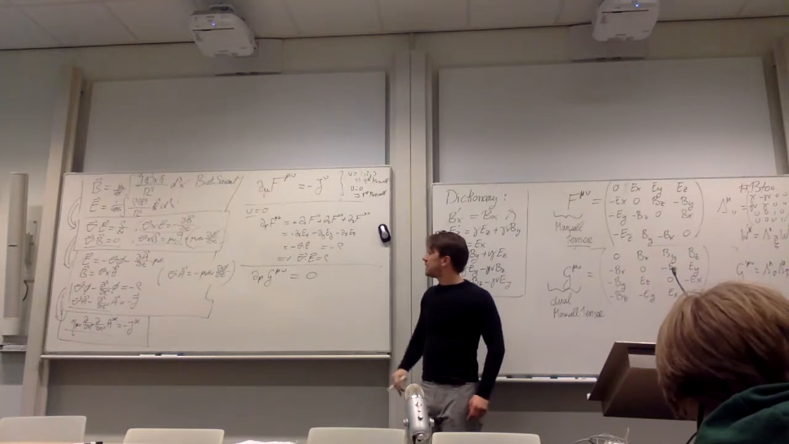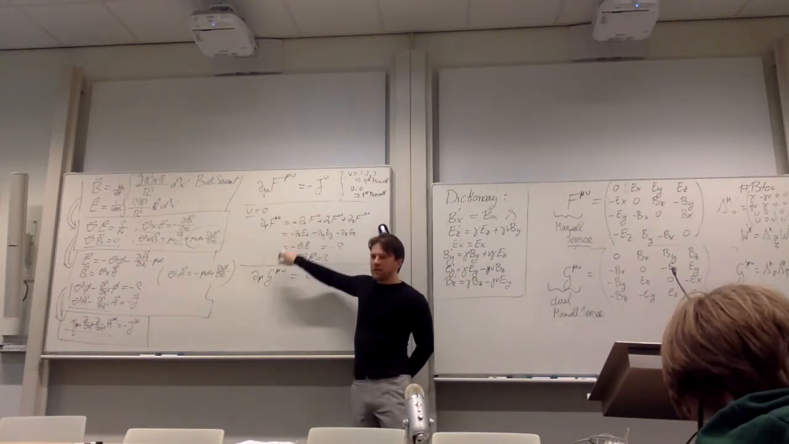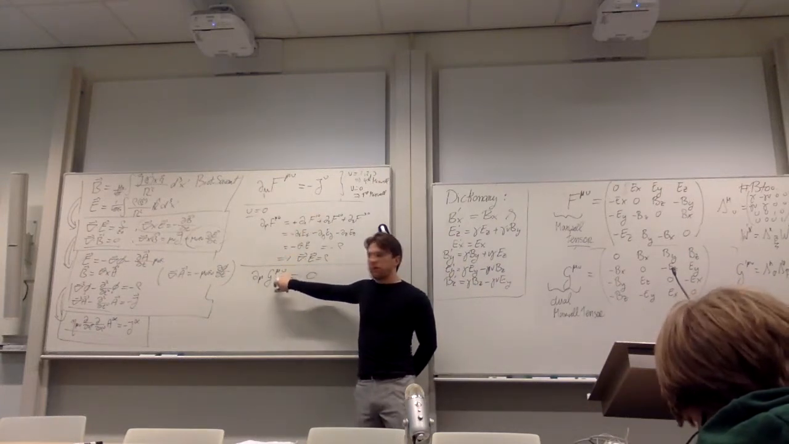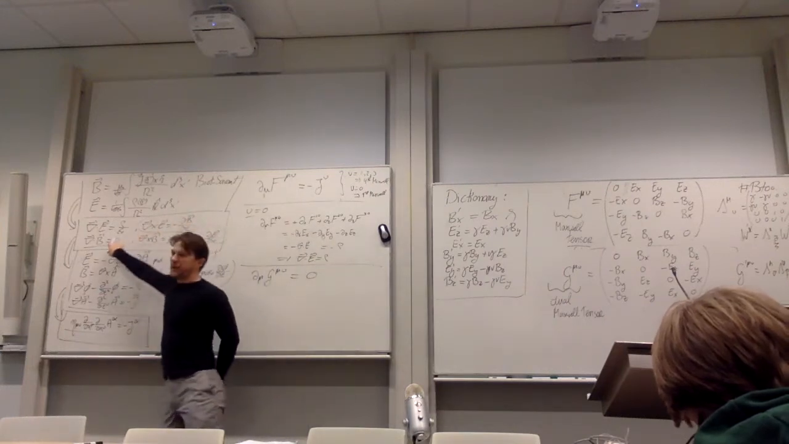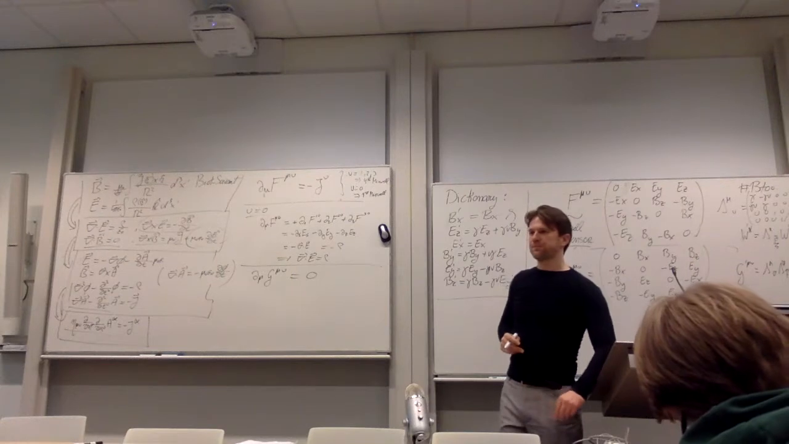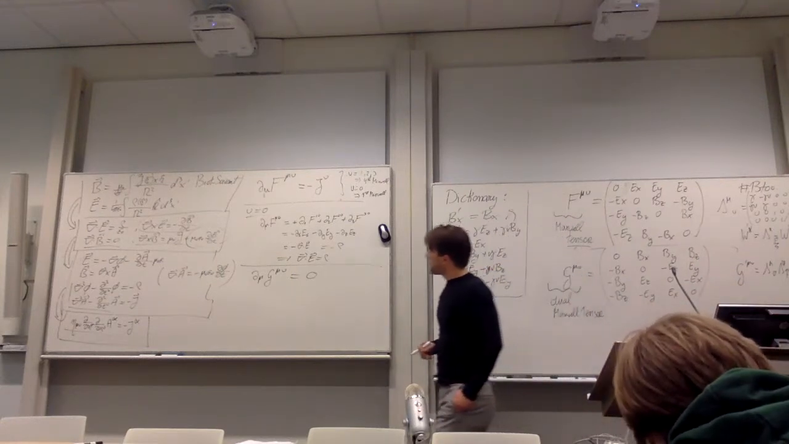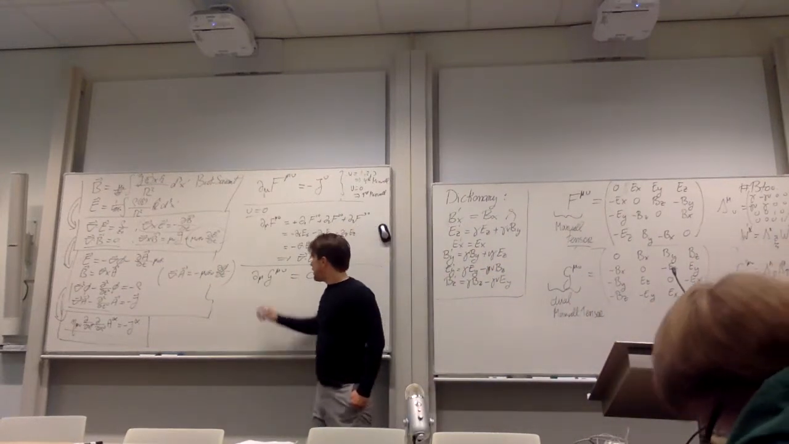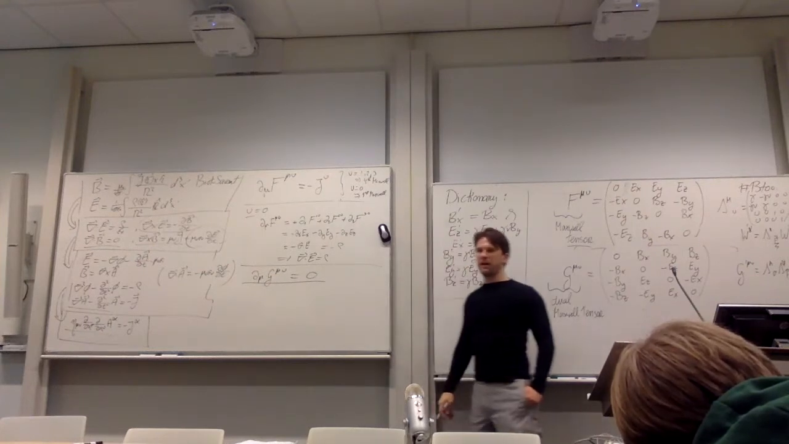Claim. If you play this game again, mu is 0 and mu is 1, 2, 3, you will get exactly this one and that one. Now this is an exercise you can easily do for yourself. So that means that the missing Maxwell equations are mopped up by this equation.